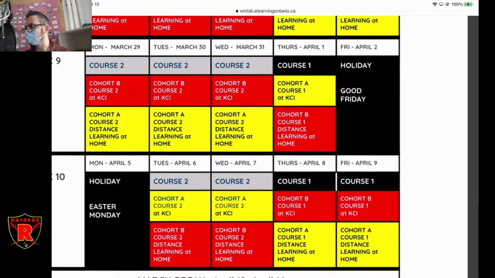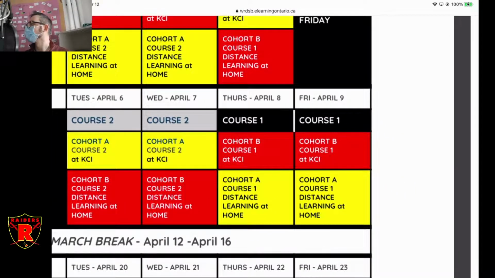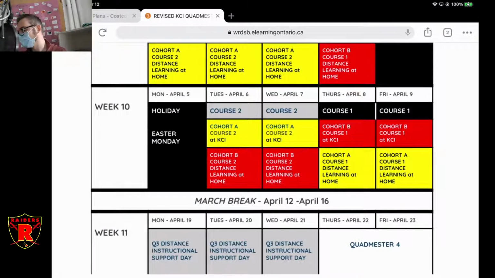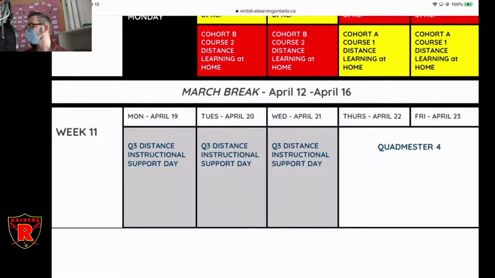And then there is a long weekend, so the Friday and Monday are off. You have 2 days in your other course, and then cohort B, which is you guys, are going to be back in here for 2 days. And then the course is over. Well, actually, no, that's not correct. Then there's March break, which is technically April break. I don't know whether I'm really attached to the word March break, but it's in April. So there's a week off. And then you come back, and then we have these 3 distance instructional support days. And then technically the course is over. So it's kind of a weird schedule at the end there.